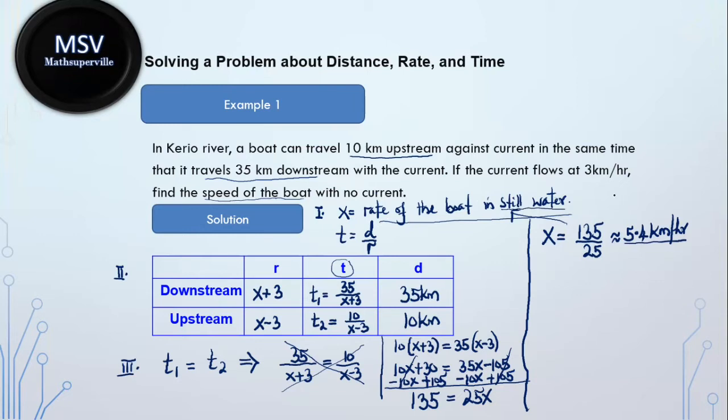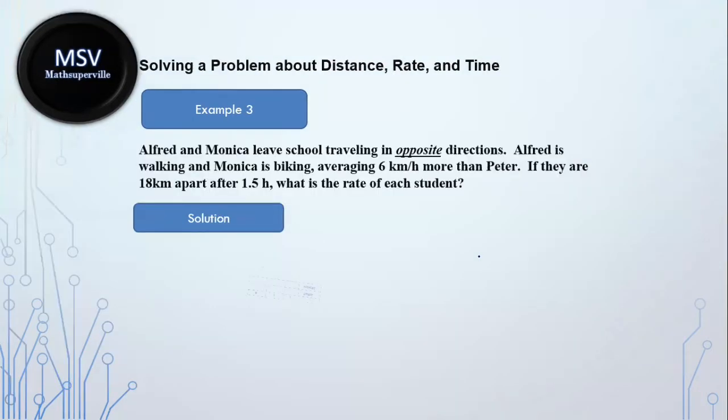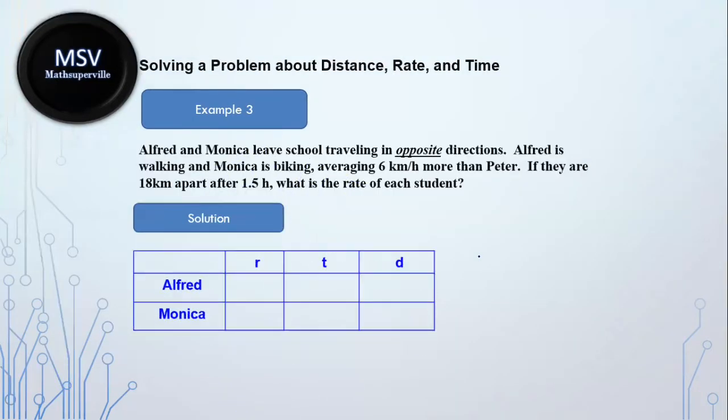That brings us to the end of the question. So the answer to the problem is 5.4 kilometers per hour. The next one says, so we'll change this to say Alfred.